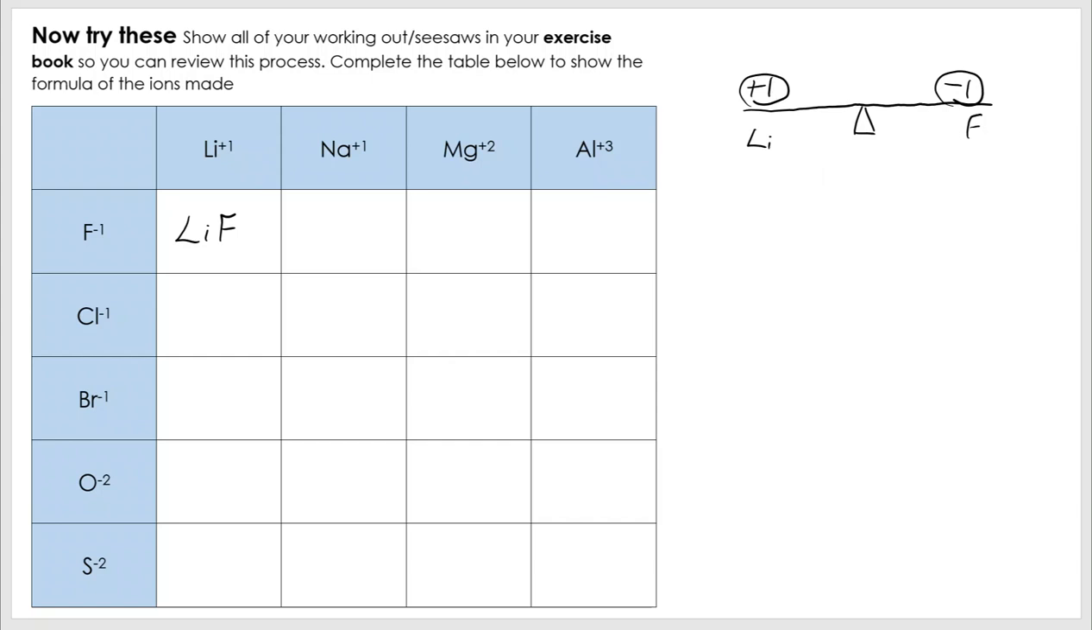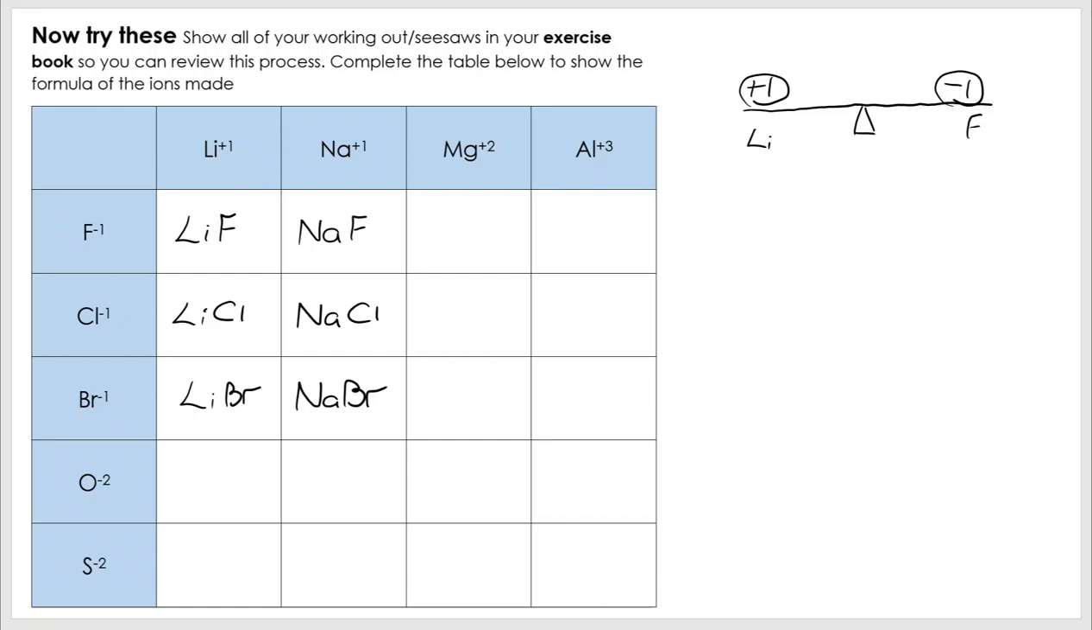And I can do exactly the same thing with NaF using the same principle. I can do the same thing with LiCl. I can do the same thing with NaCl. It also works with LiBr and it works with NaBr. All of them, +1, -1, you have one of each to balance out.